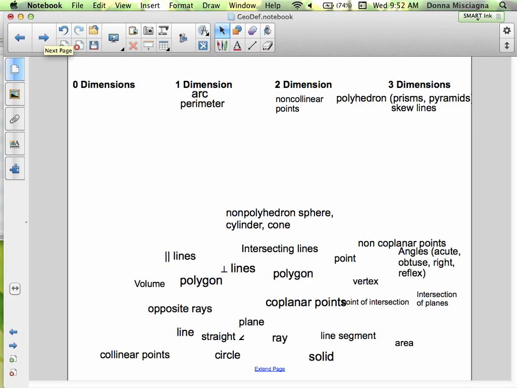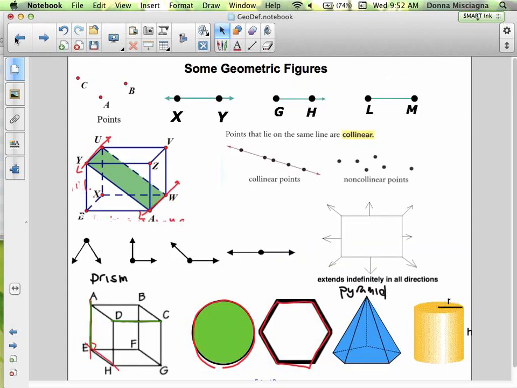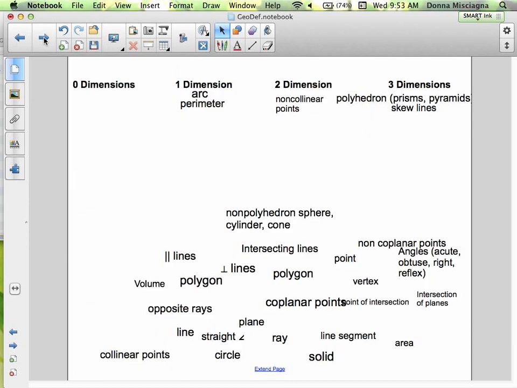Collinear points. Well, non-collinear points were 2 dimensions, right? And if we look at our diagram here, collinear points, they form a line. How many dimensions is that going to be? One dimension. I'll go faster when I think you know it.